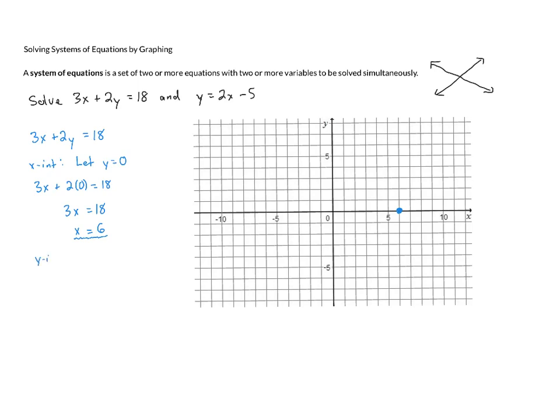Now, to find the y-intercept, what we need to do is we need to let x equal 0. If we do that, we've got 3 times 0 plus 2y equals 18.